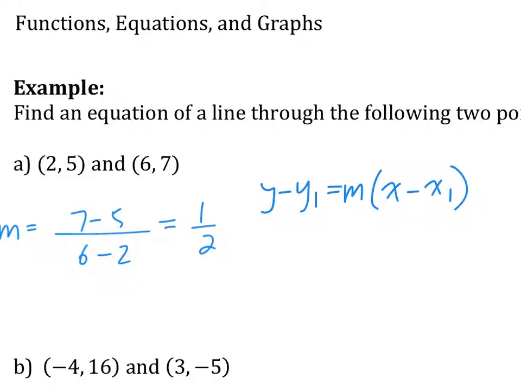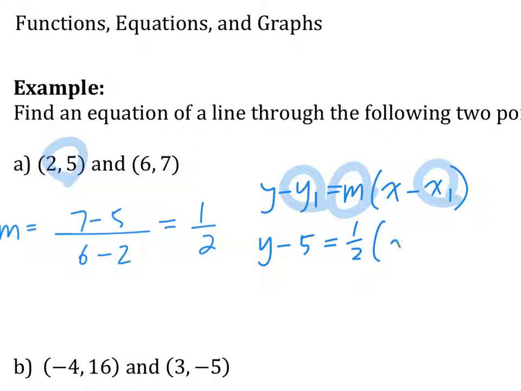So you have your m that you just calculated. The point is just any one of those points. So 2, 5, and 6, 7. Which point do you guys want to use? 2, 5. Okay, the reason being it's the smaller number. You want to pick the one that doesn't have a negative sign. You want to pick something that's easy to do, not make it hard for yourself. So y minus 5 equals 1/2 times x minus 2.